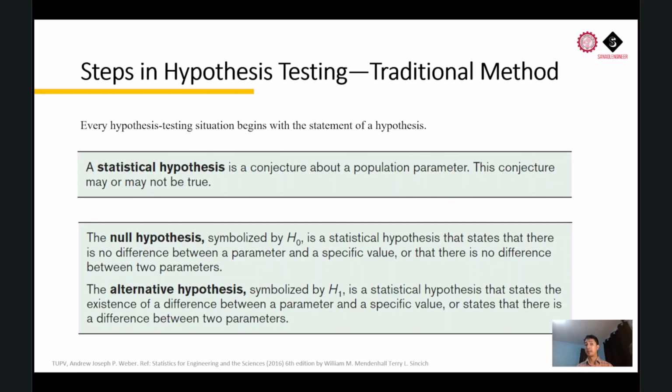The other type of hypothesis is known as the alternative hypothesis. It is symbolized by H1 or sometimes HA, and it states the existence of a difference between a parameter and a specific value, or between parameters. So it is a statement that claims that there is a difference between a sample and a population, or between two populations or two parameters.